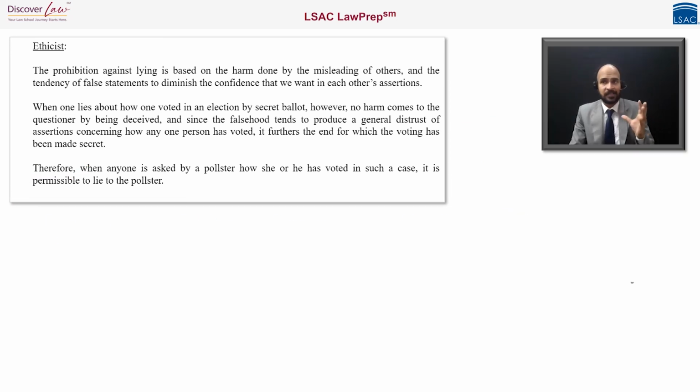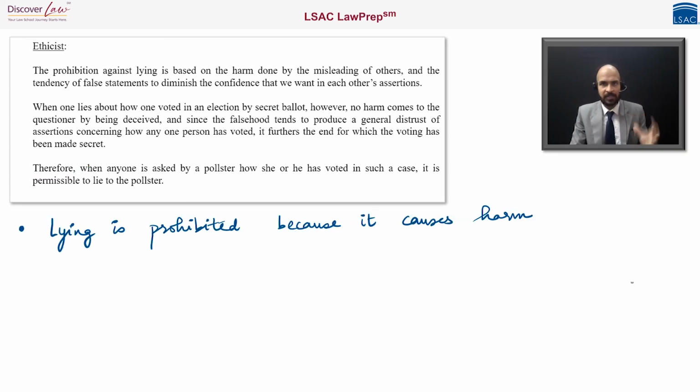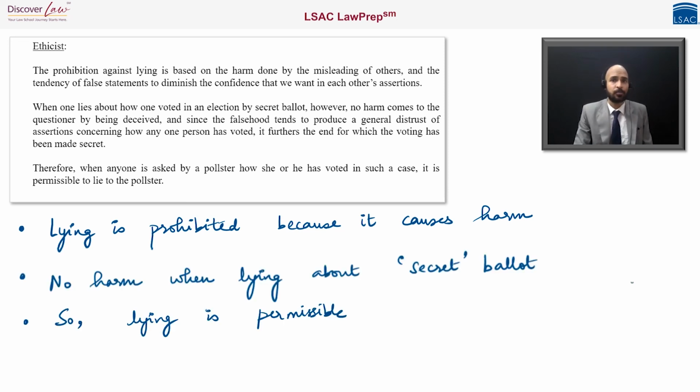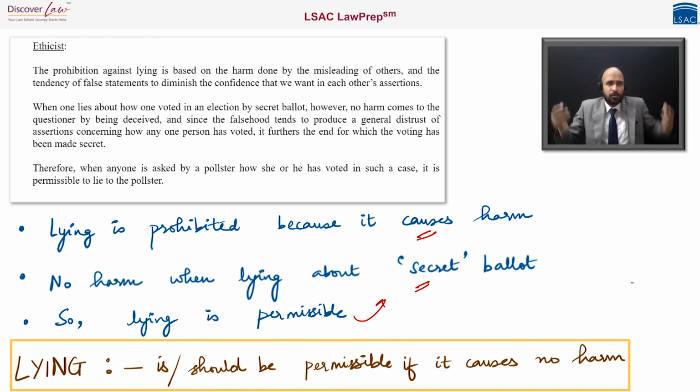So once again, let's summarize this for ourselves, because we now have to see which of the options is strengthening this. It says lying is prohibited because it causes harm, no harm when secret ballot, so lying is permissible in this case. The principle that we can see here is that lying is permissible if it causes no harm. Let's see which of the options augurs well with this and supports it the most.